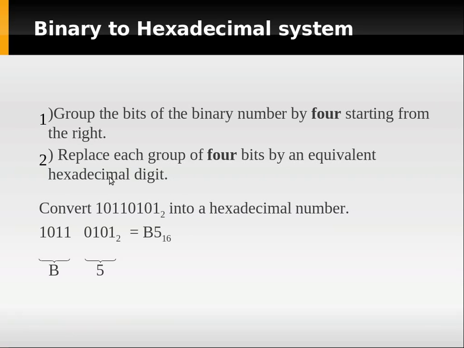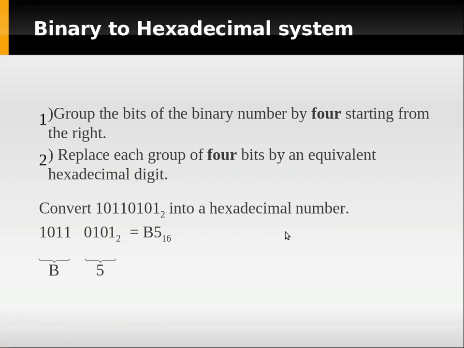Replace each group of 4 bits by an equivalent hexadecimal digit, just as in octal we represented every 3 bits by its equivalent octal digit. Now here we have to represent every 4 bits by its equivalent hexadecimal. So let us see an example here. Convert 10110101, which is in binary, into a hexadecimal number. So what I have to do here is group 4 bits from the LSB towards the MSB.